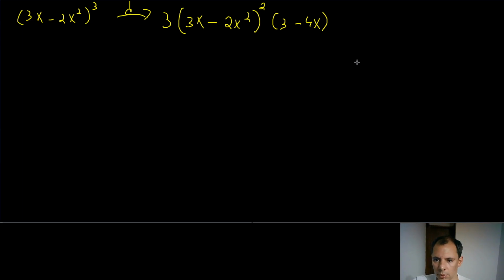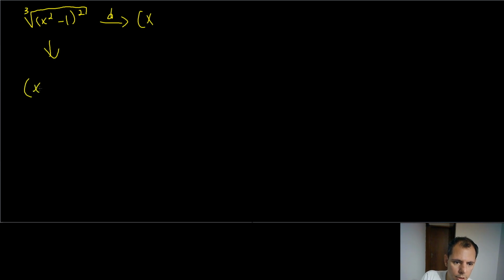I don't know if I want to go for another one. Let's see if I want to do this now. You have the cube root of x squared minus 1, squared. So let's differentiate this. You got to see that this is x squared minus 1 to the 2/3, right? You know this. I just want to show it here. This is x squared minus 1 to the 2/3.